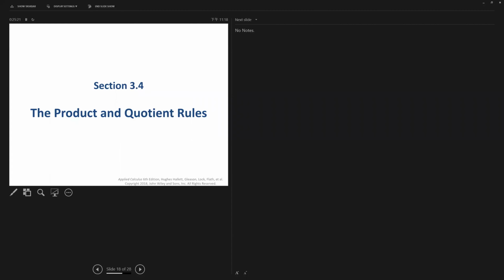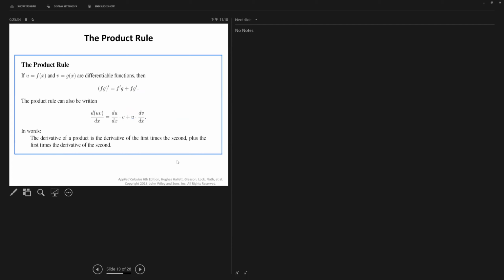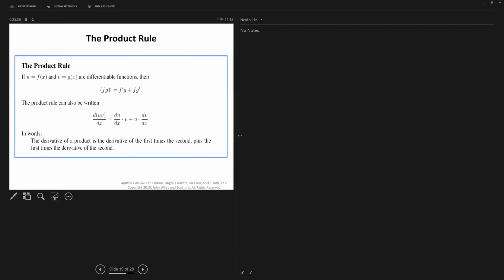All right, next we're going to look at product rule and quotient rule. This is when you want to take the derivative of functions multiplying together or dividing together. Right. So here are your formulas.